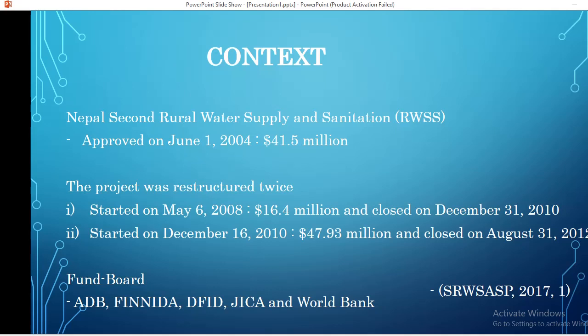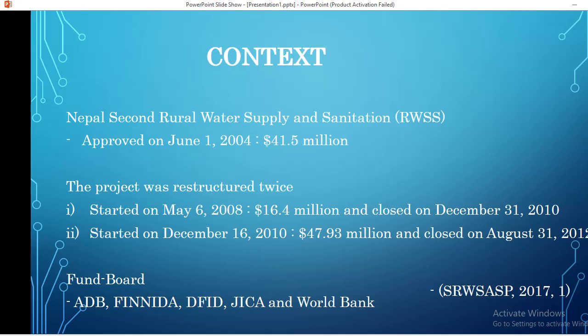Nepal's Second Rural Water Supply and Sanitation RWSS project was approved on June 1st, 2004 with the estimated cost of $41.5 million. The project was restructured twice. Firstly, it was restructured on May 6, 2008 with an estimated cost of $16.4 million and it closed on December 31, 2010. Again, it was restructured on December 16, 2010 with an estimated cost of $47.93 million and it closed on August 31, 2012. And there were several donors involved in the project.